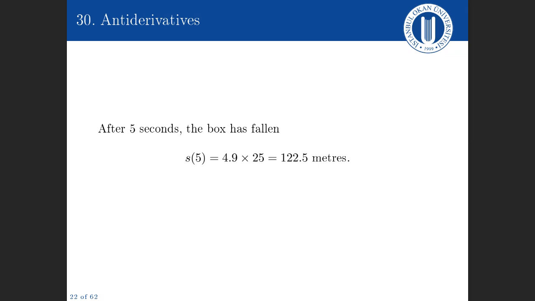The question said, how far has the box fallen after 5 seconds? We have our formula for s of t, so we can calculate s of 5, and we find that that is 122.5 meters.